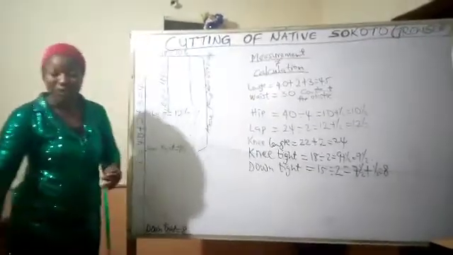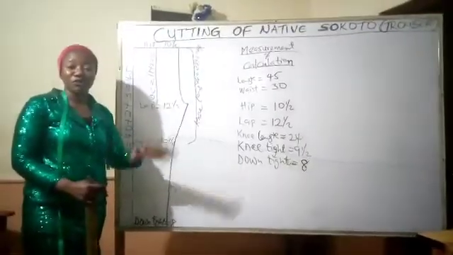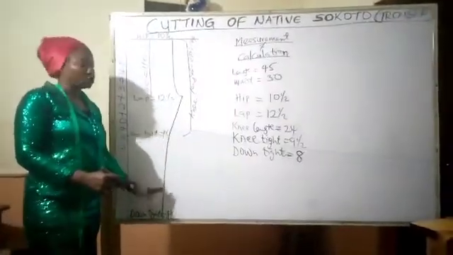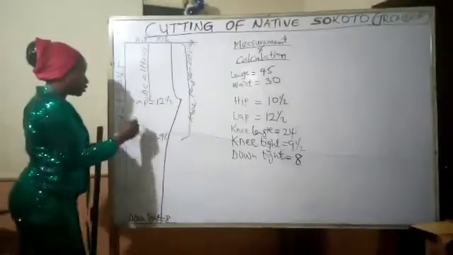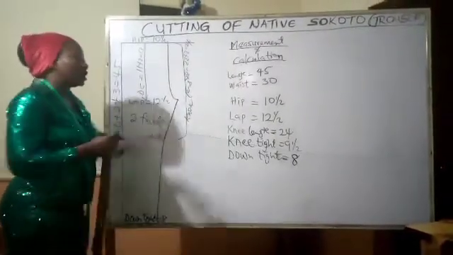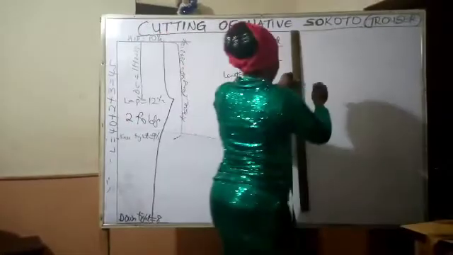Now, this is the front view of the cutting of a native shokoto. Now we are moving to the back cut of native shokoto. This is the front cut of native shokoto. This front cut is cut in 2 folds. Now we move to the back cut of native shokoto.